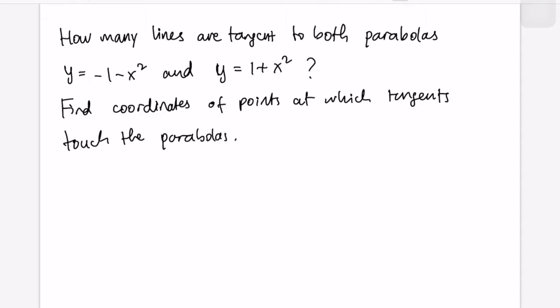Now we have this problem here. We have two parabolas. The first parabola is negative 1 minus x squared. The other one is 1 plus x squared. To understand the problem very well, we need to draw a rough sketch of these two parabolas. Stop the video if you want to try solving this on your own, and then let's compare the results after we finish.